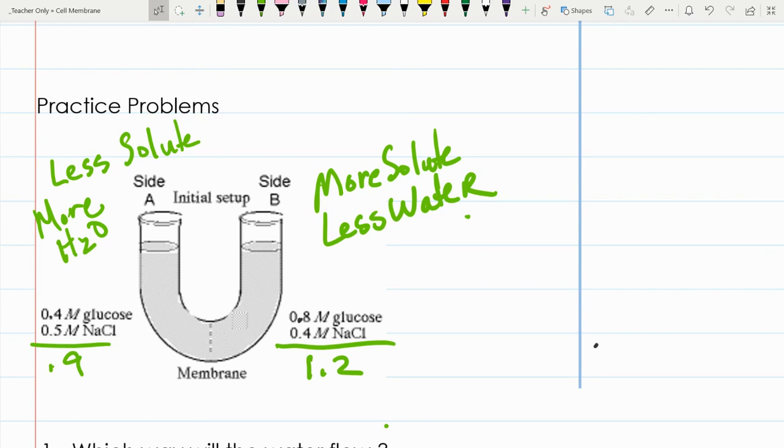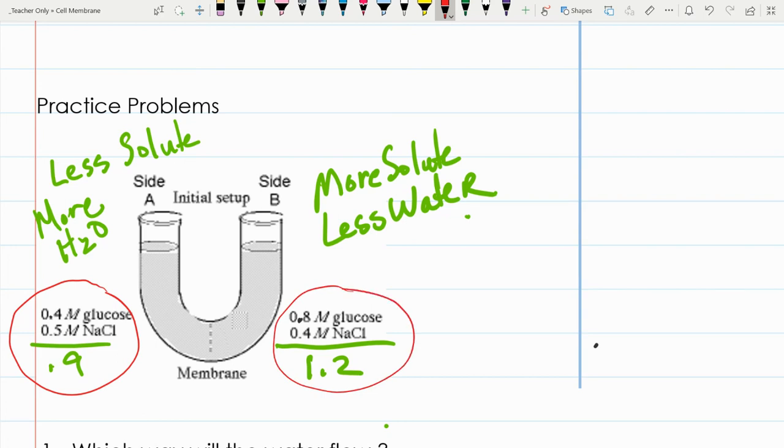So a couple practice problems. This is something that you'll probably see on a quiz and a test. So here's our little membrane example with our U-shaped thingy. On this side here, you have less solute, more water. On the right side is more solute, less water. There aren't any dots drawn in here, but what you have is these measurements of solutes. You have a certain amount of glucose and a certain amount of NaCl, sodium chloride. Add that together. This is how much is present on the left, and you have 1.2 on the right.